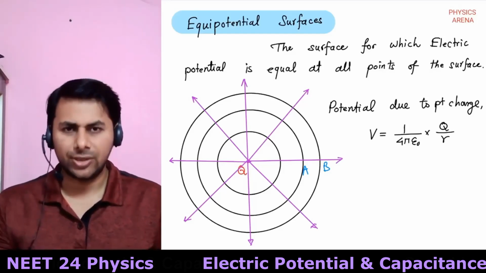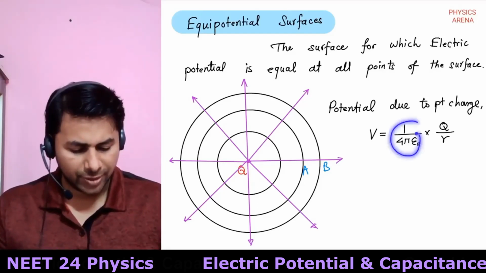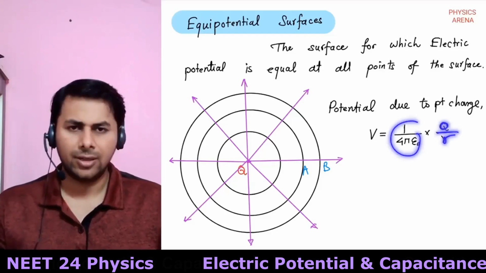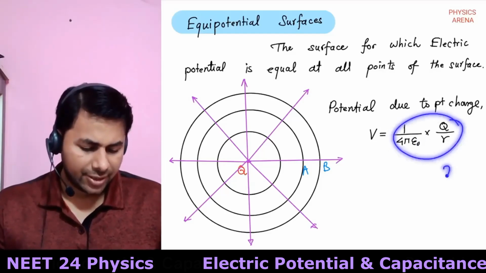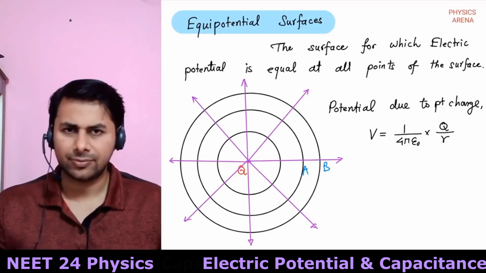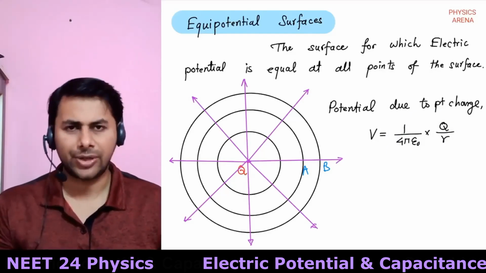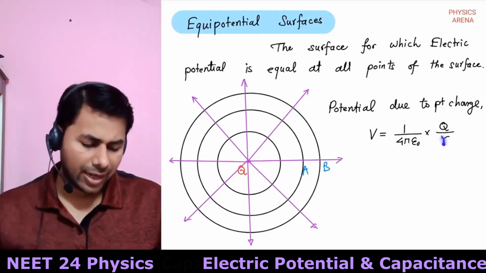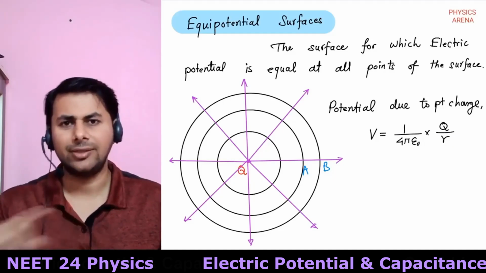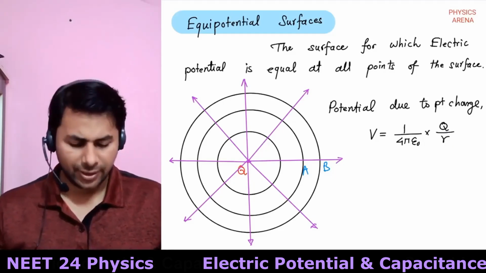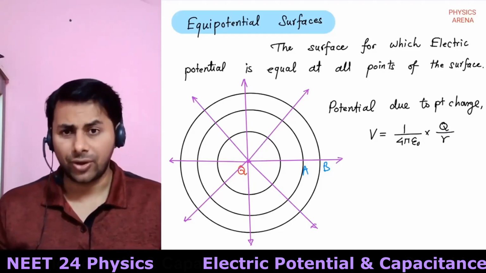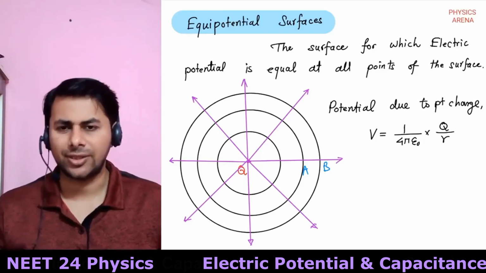So we know the potential due to this charge is 1 upon 4 pi epsilon naught into Q upon R. So which is the variable thing in this one? It is only R, right? If you change R, the potential will change. If you keep R constant, the potential will remain the same. Okay. So which surface can you draw keeping R constant?